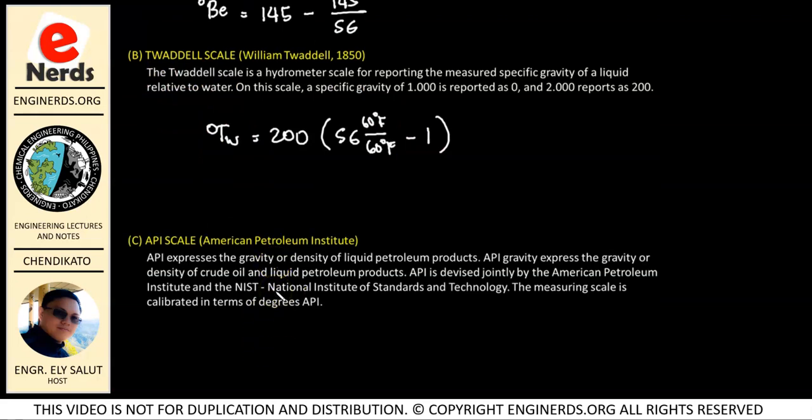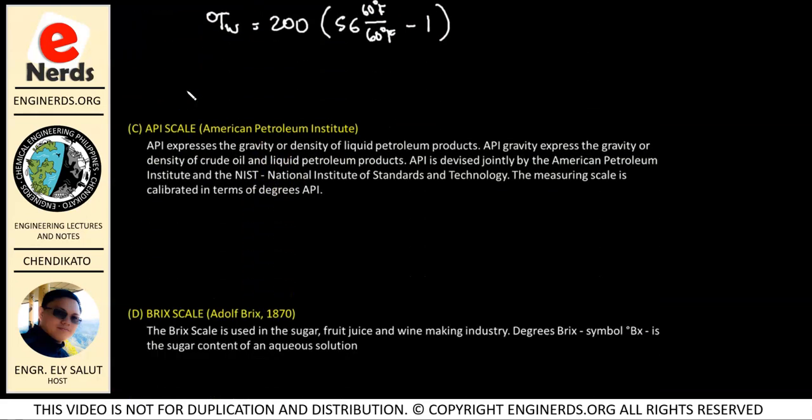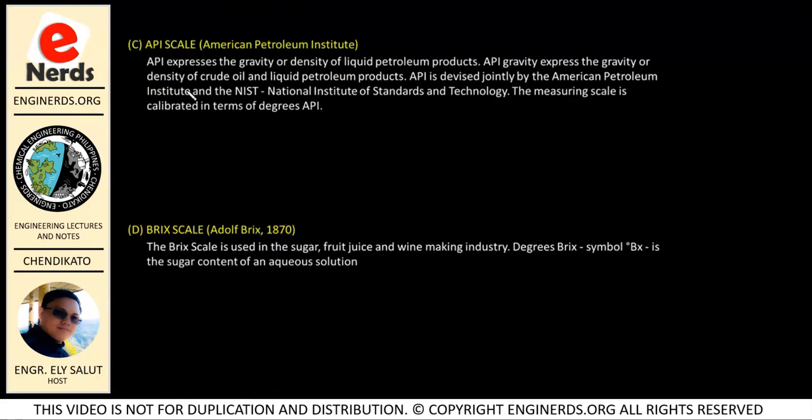Now, another specific gravity scale na ma-encounter natin is yung tinatawag nating API scale. The API stands for the American Petroleum Institute. Now, the API expresses the gravity or density of liquid petroleum products. API gravity expresses the gravity or density of crude oil and liquid petroleum products. API is devised jointly by the American Petroleum Institute and the NIST, which is the National Institute of Standards and Technology. The measuring scale is calibrated in terms of degrees API.